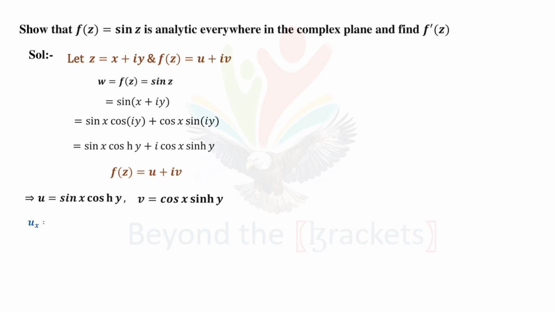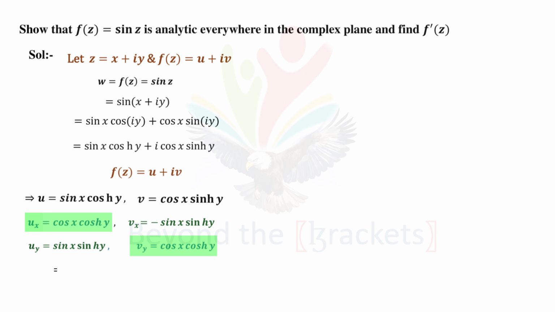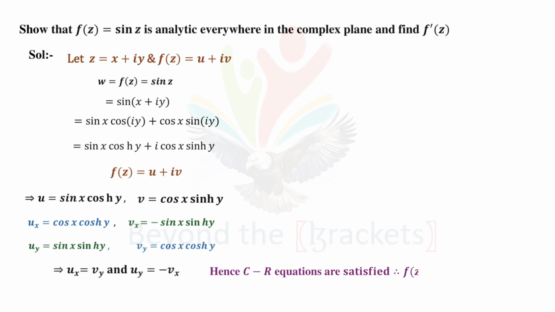Partial derivative of u with respect to x: cos hy will be constant, differentiation of sin x will be cos x. Partial derivative of v with respect to x: sin hy will be constant, differentiation of cos x will be minus sin x. Partial derivative of u with respect to y: sin x will be constant, differentiation of cos hy will be sin hy. Partial derivative of v with respect to y: cos x will be constant, differentiation of sin hy will be cos hy. Since ux is equal to vy and uy is equal to minus vx, the CR equations are satisfied. Therefore, f of z is analytic.